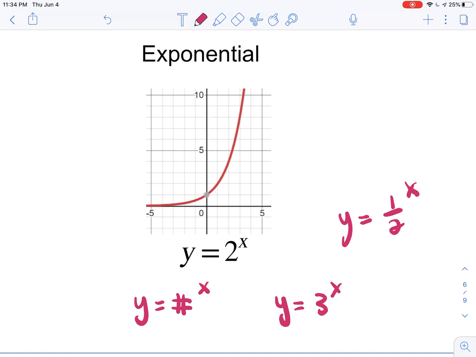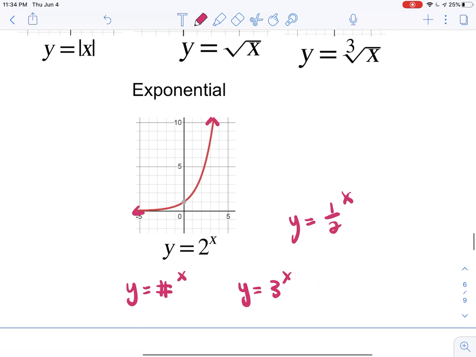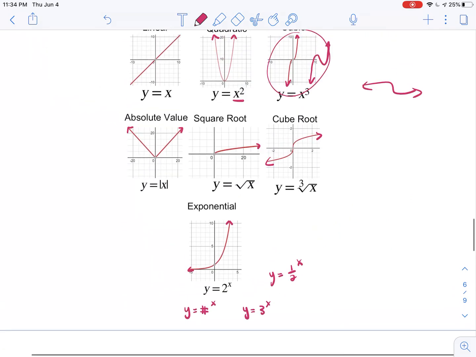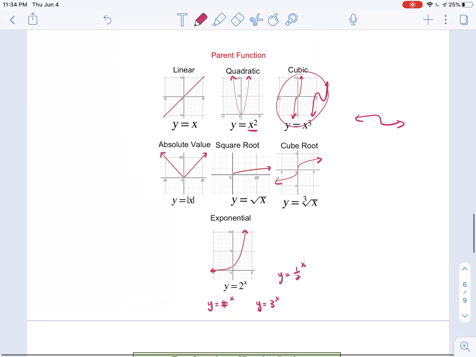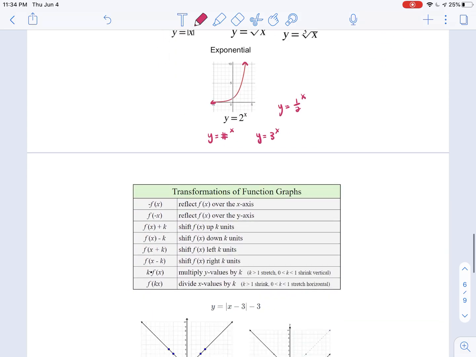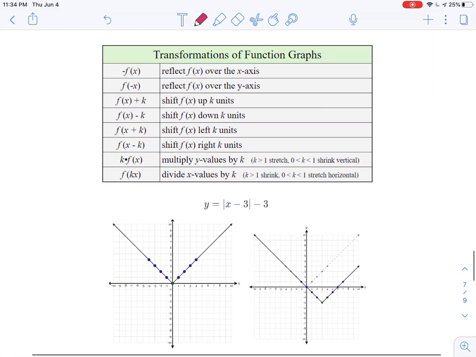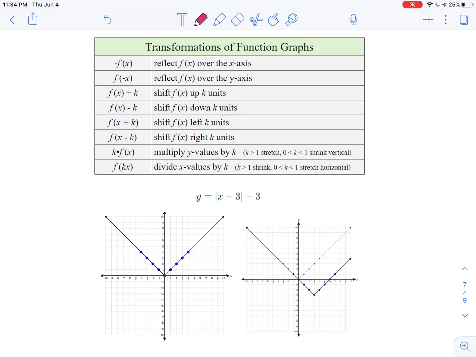So the exponential function is special in that it can change for different bases, but they will all still have the same general shape. And if you remember, it also has an asymptote, which is exciting. Okay, so make sure you're able to recognize those parent functions. Now, the last thing we need to talk about are the different transformations. All right, what kind of transformations are you responsible for knowing?